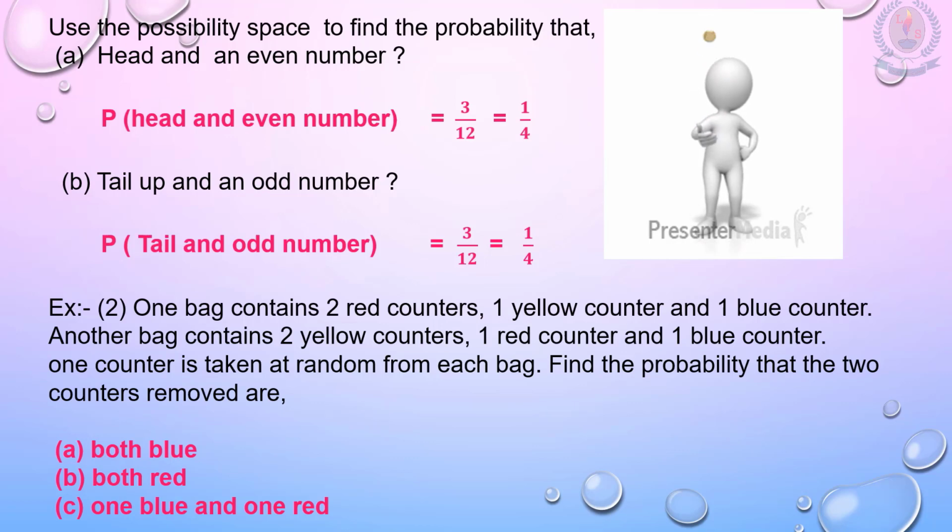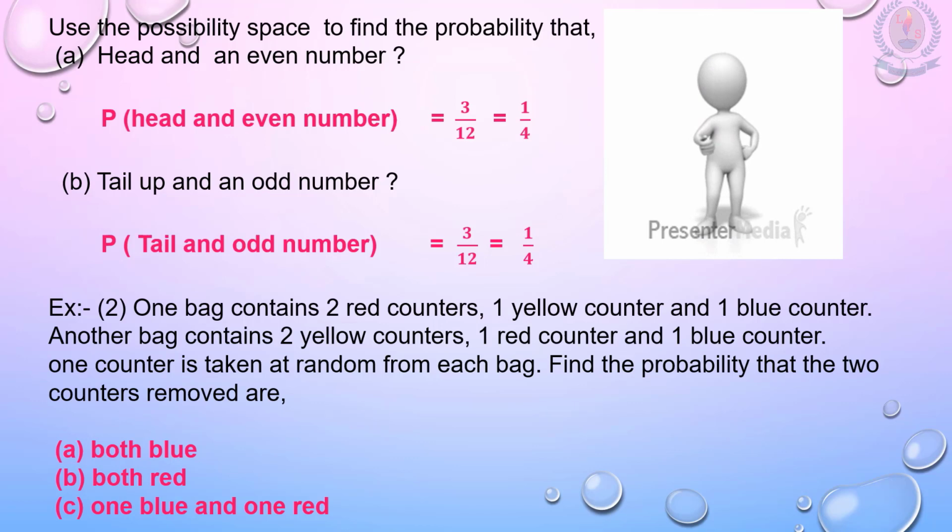Tail up and odd number. So you can have altogether 12 outcomes. There are 3. 3 over 12 is equal to a quarter. You can simplify it and write it as a quarter.